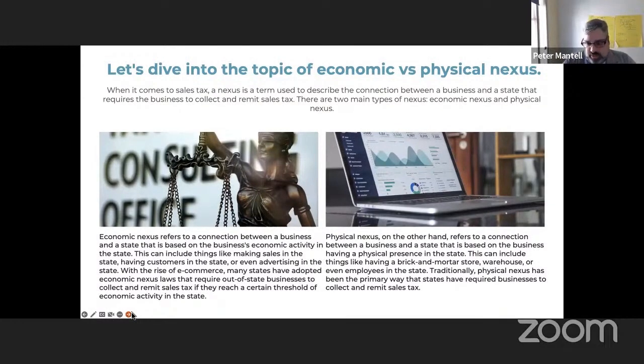The economic nexus and all these things are items that you don't want to neglect or ignore, because in the United States, the way it operates is that either you collect the sales tax or you don't, but the liability still remains with the business. So someone's paying for it, either your clients do or you, and you don't want it to be you.